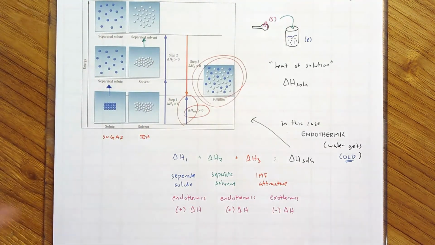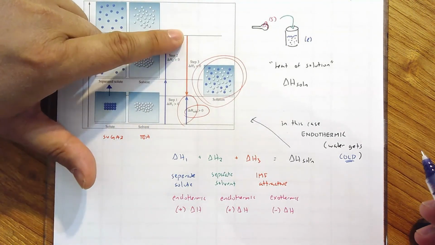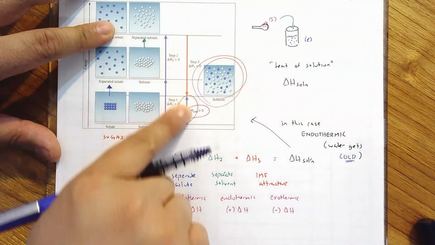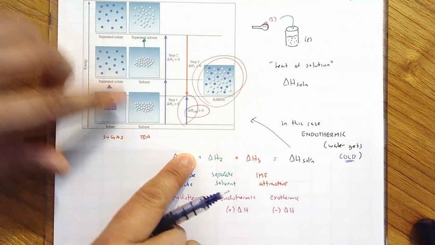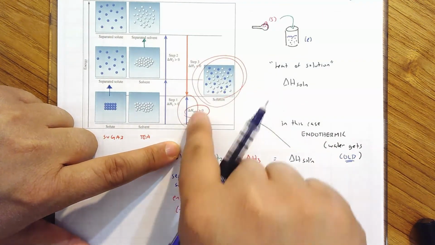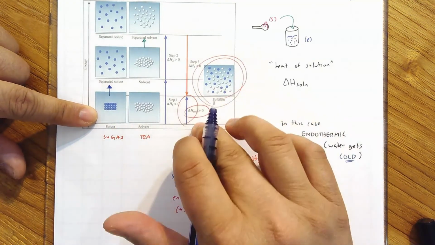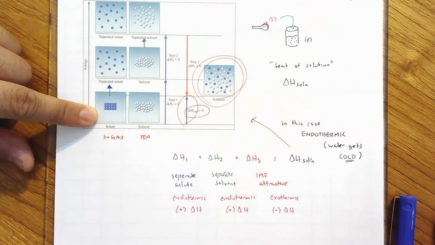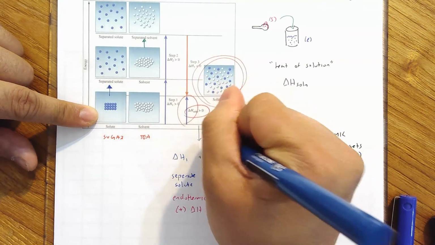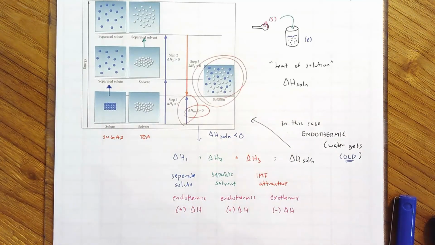Now, if this heat, the heat number 3, the IMF attractive forces, if it releases a lot of energy, then imagine that red arrow going way below, way down here, and then your addition of 1, 2, and 3 will end up having a red arrow going down from the starting place, right? That would be exothermic. If we had a final blue arrow going down, that would mean that delta H solution is less than 0, negative.